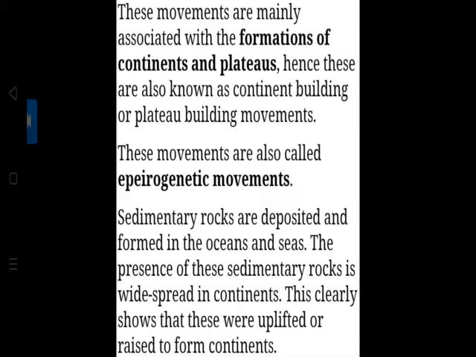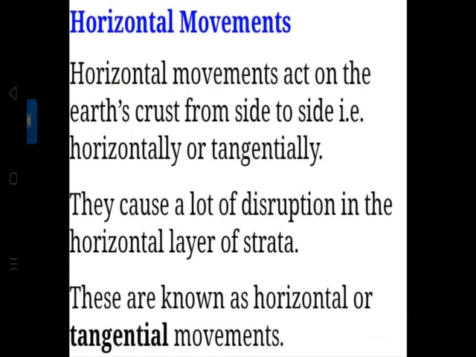Sedimentary rocks. What kind of rocks are deposited? Sedimentary rocks are deposited and formed in the oceans and seas. The presence of these sedimentary rocks is widespread in continents. So what kind of rocks do we find in continents? Sedimentary rocks. These clearly show that these were uplifted or raised to form continents. Now, horizontal movements we are going to try and understand. This was a recap of vertical movements.